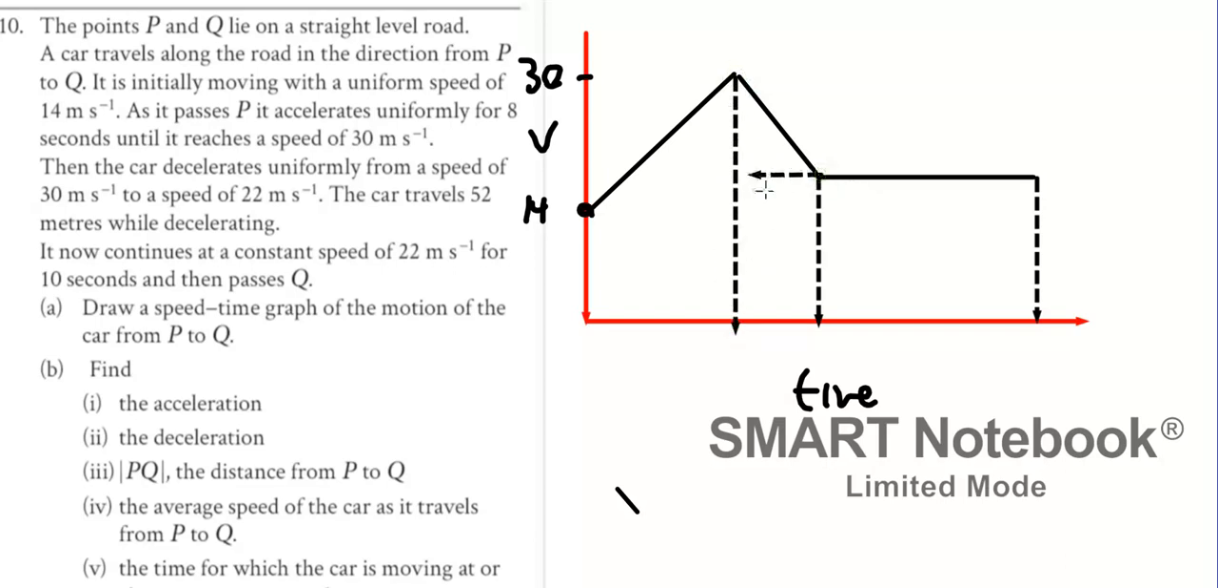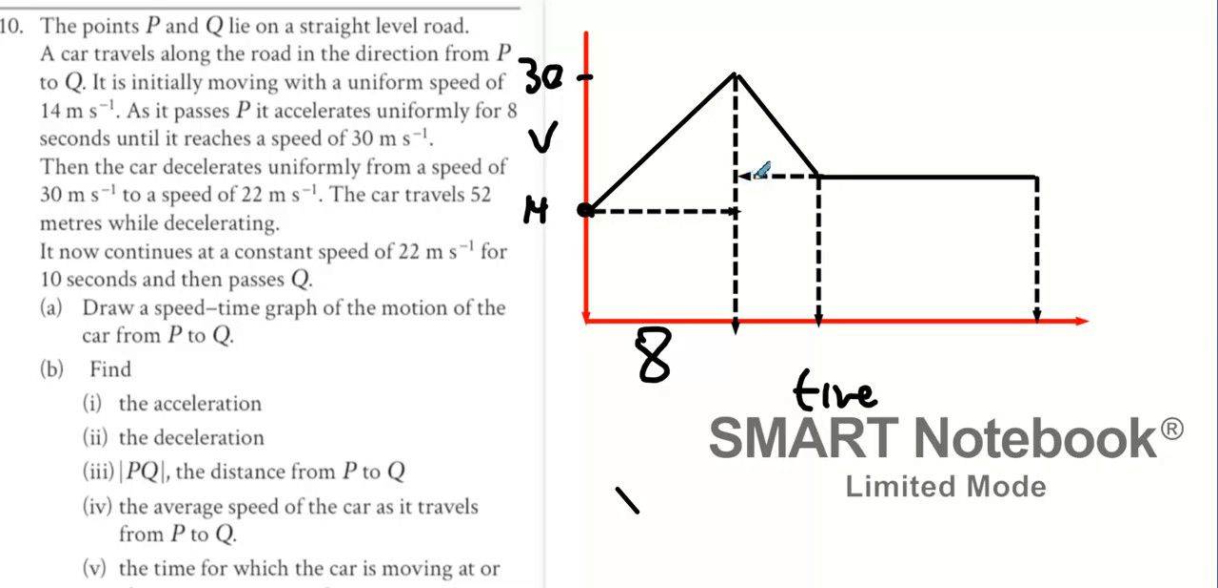Now I'm going to split that up into a triangle as well. I'm also going to split this one up into a triangle. Now, here we go. Let's do it. Okay, the first one is 8 seconds. The second one, the deceleration region. As it passes P, accelerates uniformly for 8 to 10. It doesn't give us the time for that one.